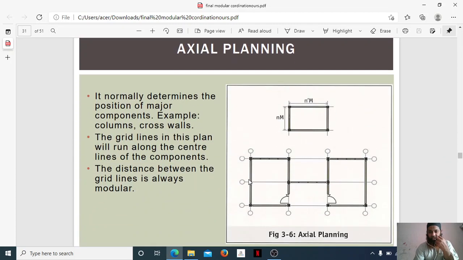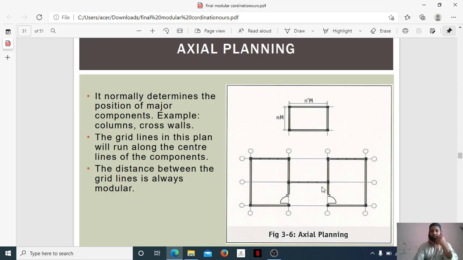Let us see here what is axial planning. It normally determines the position of major components, for example columns and cross walls. So in axial planning here, you can see columns have been placed at the corner. Here there is a column placed at this place, and wherever columns are needed, they have been marked. If we don't need a column in between, it has not been marked here, and a straight line, that is the walls, has been marked here.